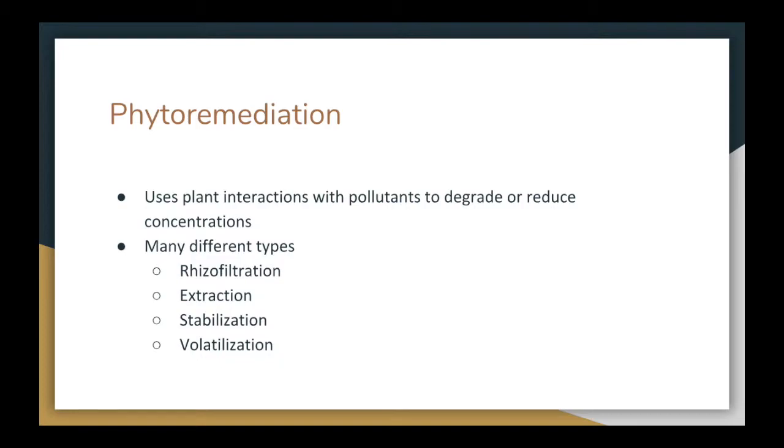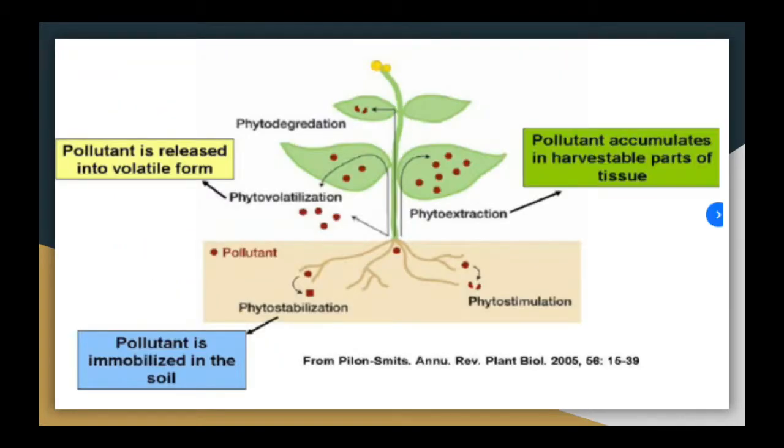You need to know what type of plant can deal with what type of pollutant. You also need to know if your plants have fibrous roots or a taproot. They can be used hydroponically in large aquaponic systems or in simulated wetlands. Here you can see how the plant can interact with the polluting substance. The volatilization could be an issue because you do not want harmful gases being released into the atmosphere.